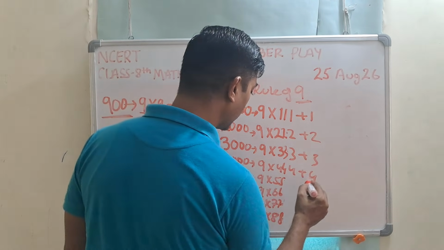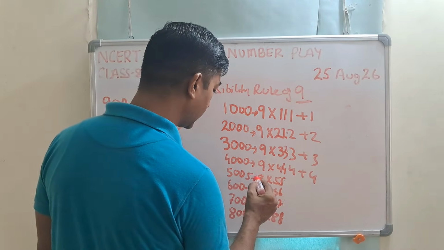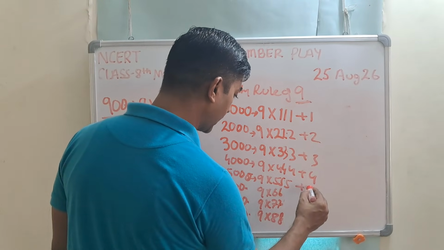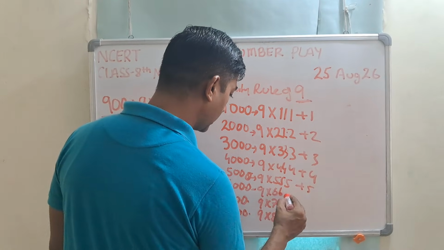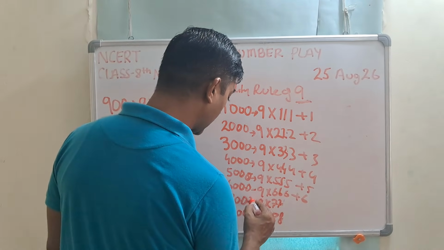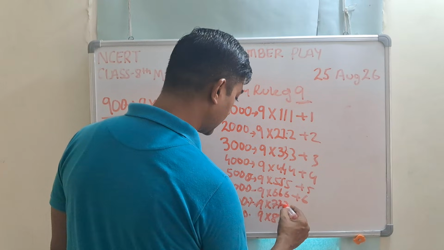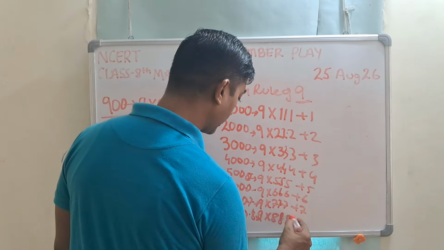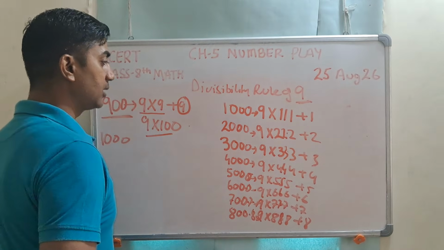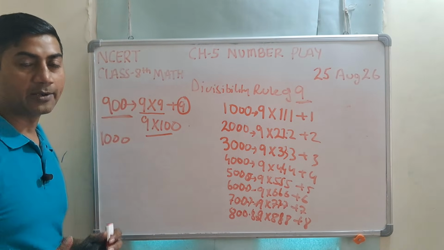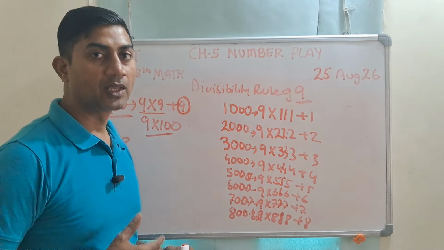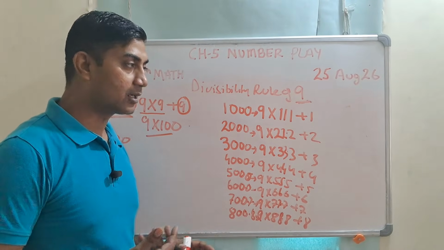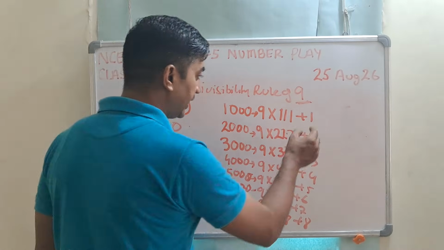Likewise, 5000 is 9 into 555 plus 5. 6000 is 9 into 666 plus 6. 7000 is 9 into 777 plus 7. And 8000 is 9 into 888 plus 8. Now what do we see? We have seen the case of 10, the case of 100, the case of 1000, and you can see the case of 10,000, 1 lakh, 10 lakh. Always you will find that you are getting a remainder.